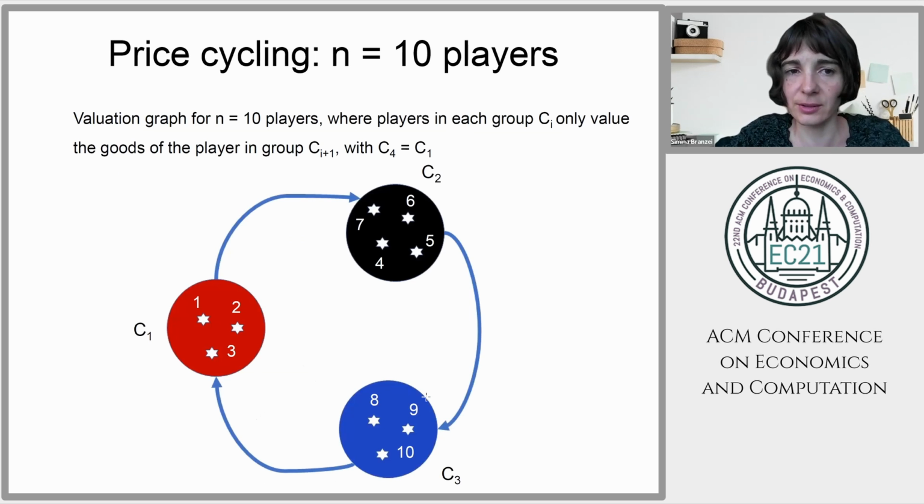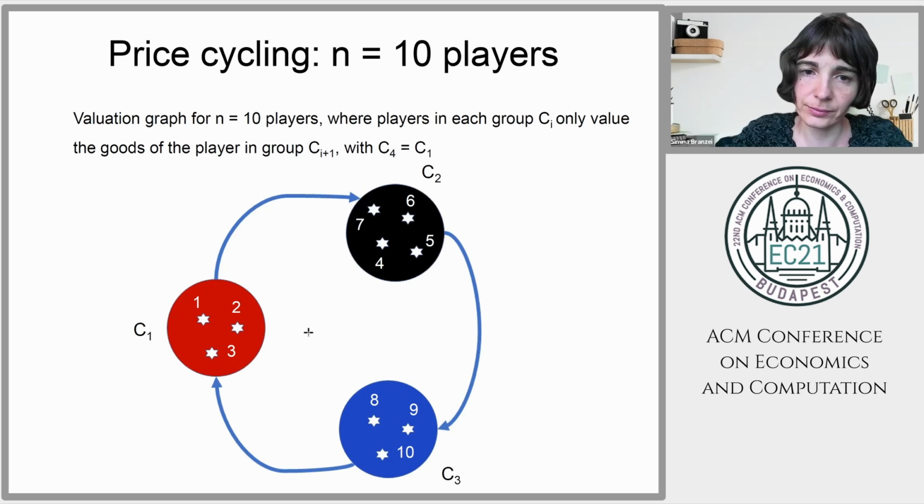This is another valuation graph, which is shown schematically. So this is for 10 players, where the players are divided into 3 groups, C1, C2, and C3, so that the players in group Ci only value the goods of the players in group Ci+1. So here, group C1 contains players 1, 2, and 3, and they only like the goods of players in group C2, which are 4, 5, 6, and 7, and so on.